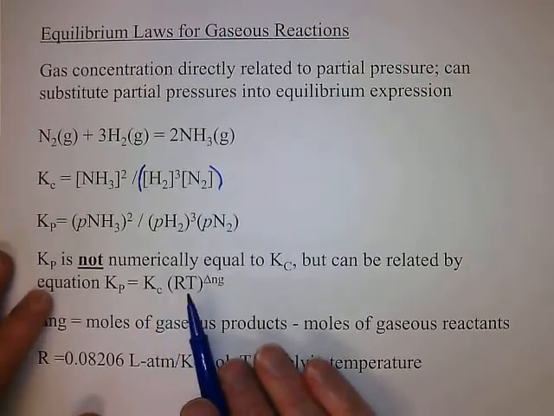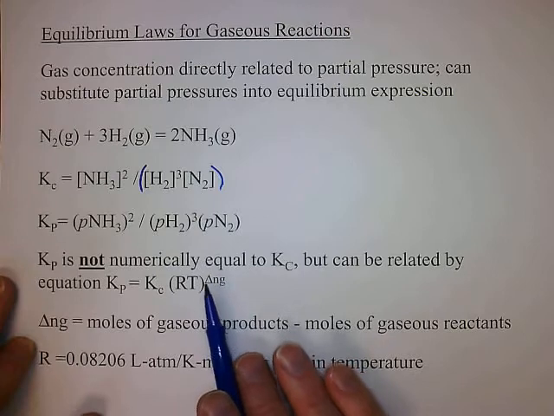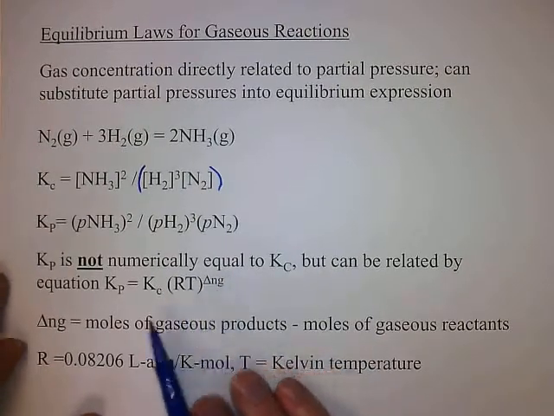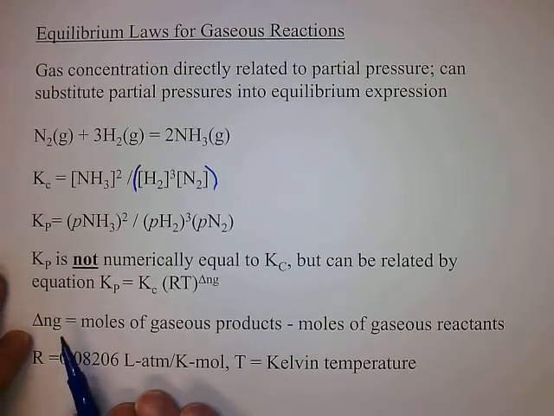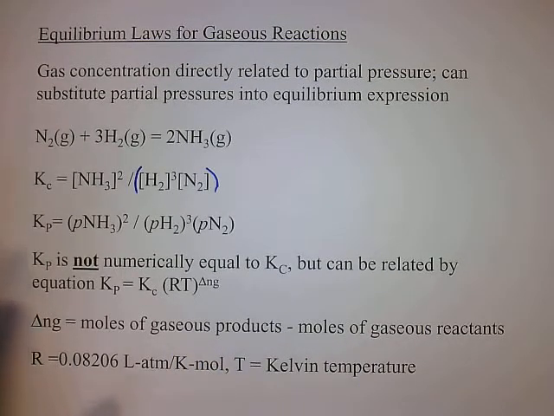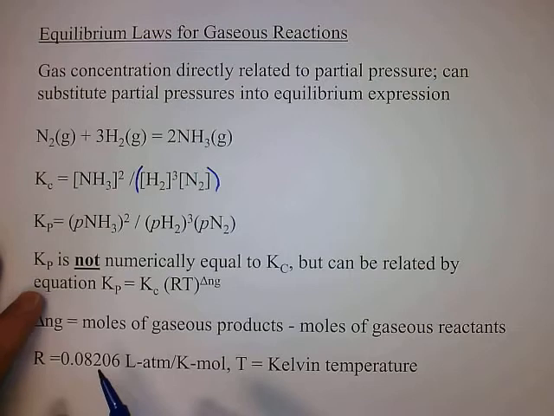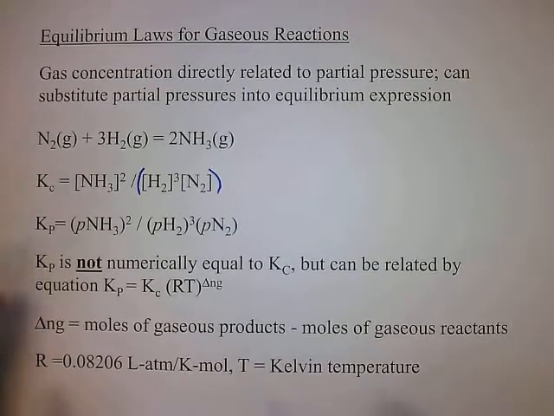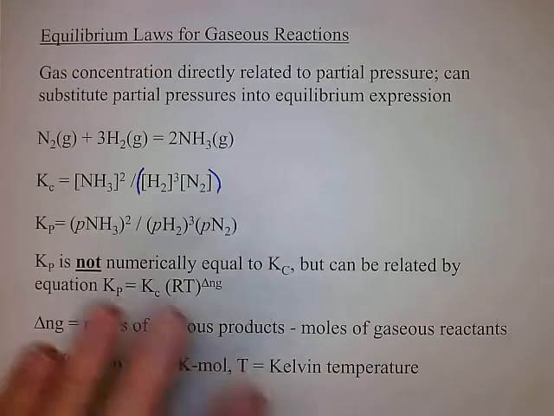Kp is equal to Kc times (RT) raised to the delta Ng power, right? So delta Ng is basically the change in the number of moles. It's the moles of gaseous products minus the moles of gaseous reactants. R is the gas constant, 0.08206 liter atmospheres per Kelvin mole, and T is the Kelvin temperature. To be consistent with units, T is going to have to be in Kelvin because that's the temperature in the gas constant.